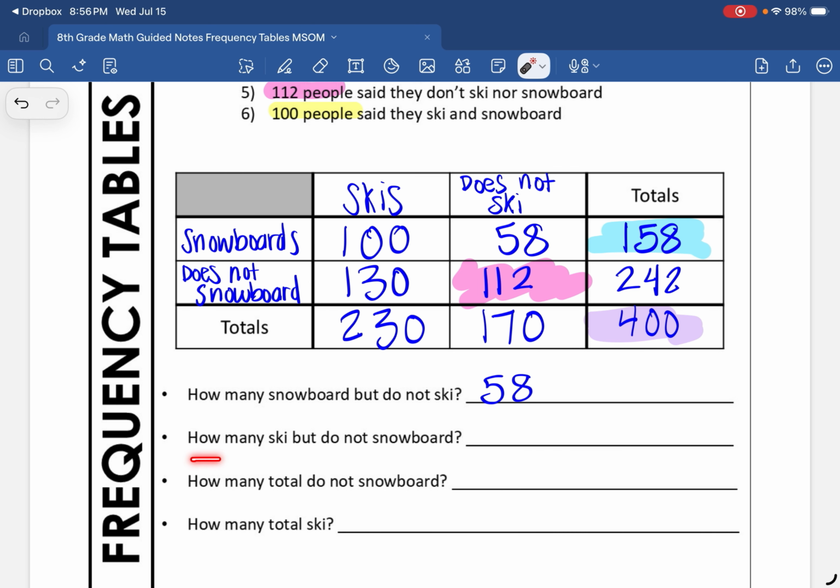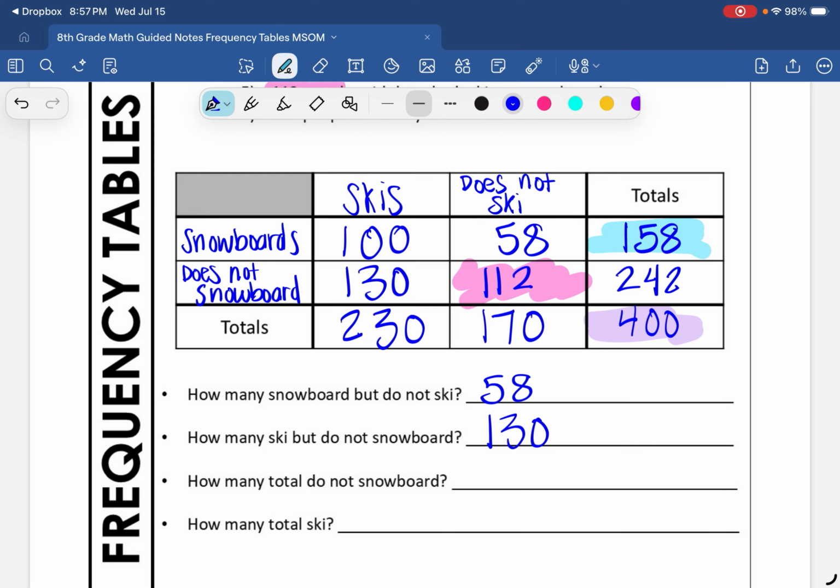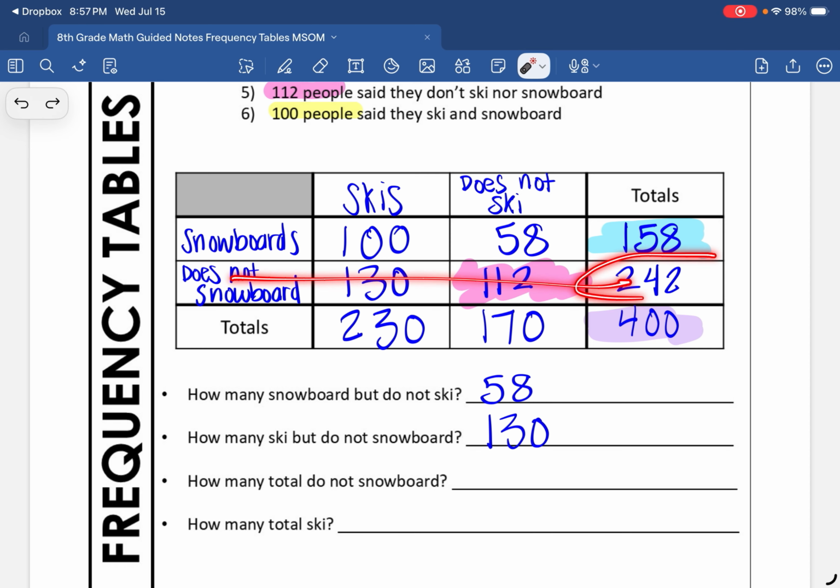How many ski but do not snowboard? So ski, do not snowboard. That crosses right here, and that number is 130. How many total do not snowboard? So my does not snowboard total is 242. How many total people ski?